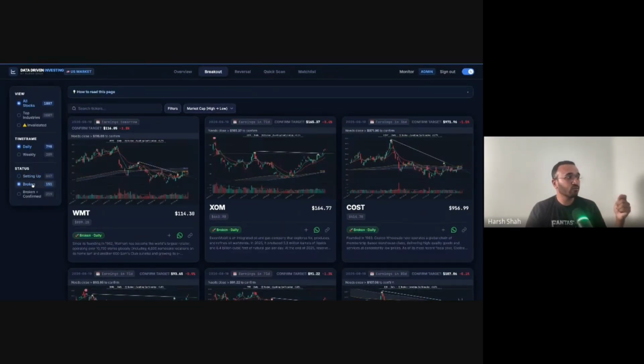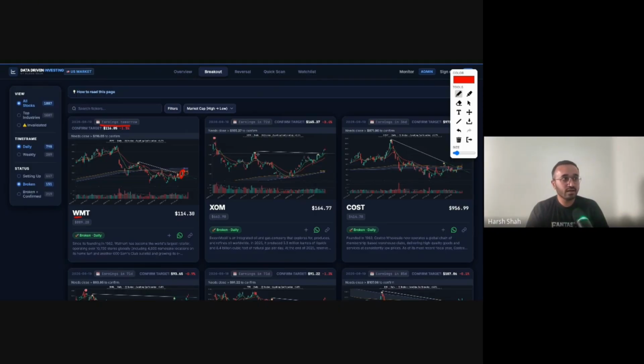Now, if we move to broken, here we can see what setups have broken out and what is going on. If you look at Walmart, Walmart has broken out right here. But we can see it has earnings tomorrow. This makes me a little cautious on whether to take this setup or not, because earnings can sway it in either direction.